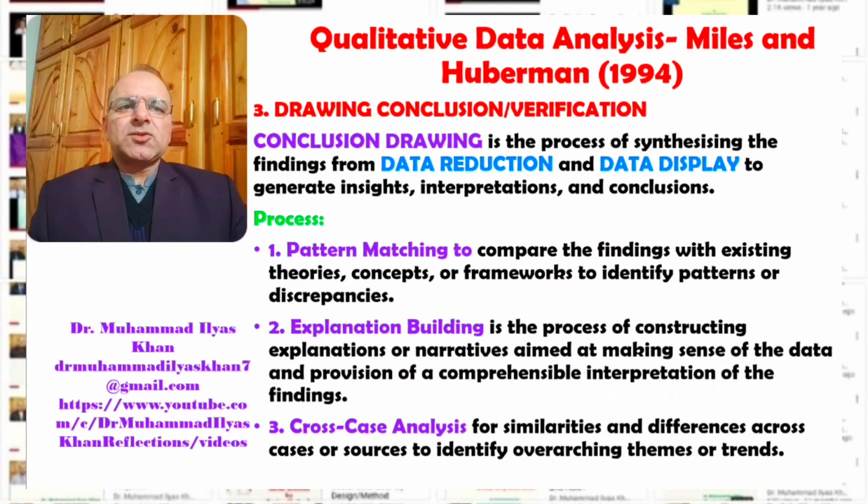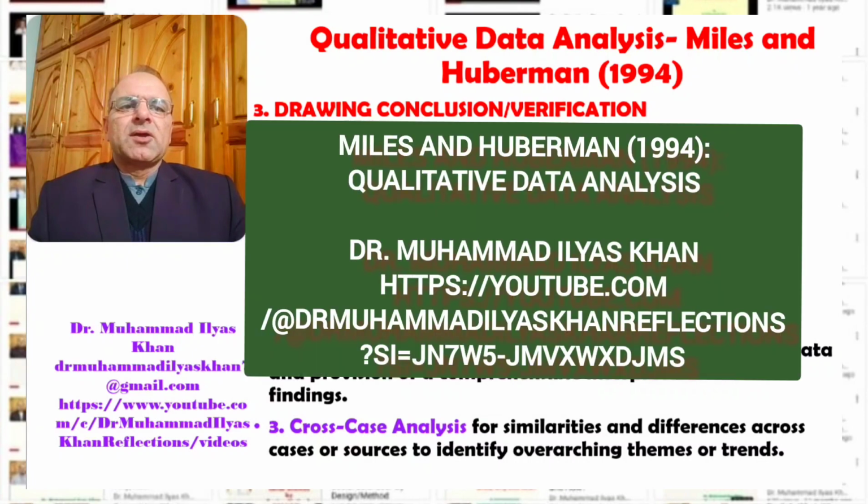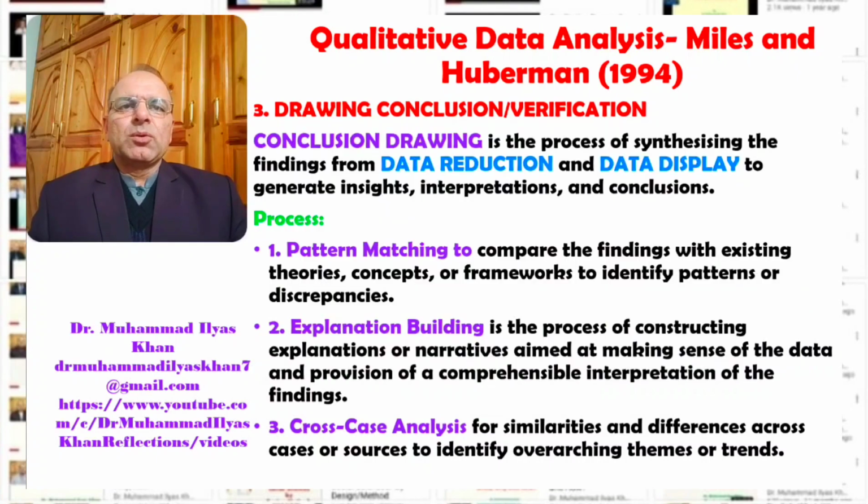So analysis of possible similarities and possible differences across cases or sources is very helpful in terms of identifying overarching themes or trends across the whole of data in the light of our research objectives and research questions. So these are three very important and very clear steps that Miles and Huberman have suggested in terms of qualitative data analysis.